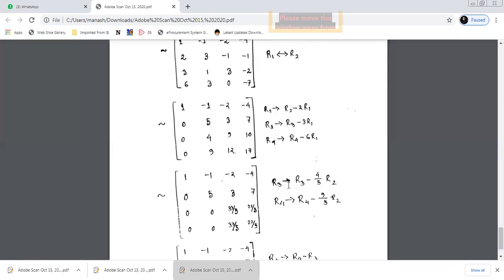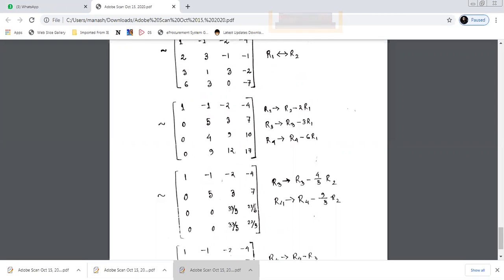See here, row 3 tends to row 3 minus 4 by 5, row 2. That means 4 minus 4 by 5. 4 by 5 means 5 will be cancelled. So what is left? 4 minus 4, which is equal to 0. So after calculating this one, we got 33 by 5 and this is equal to 22 by 5.